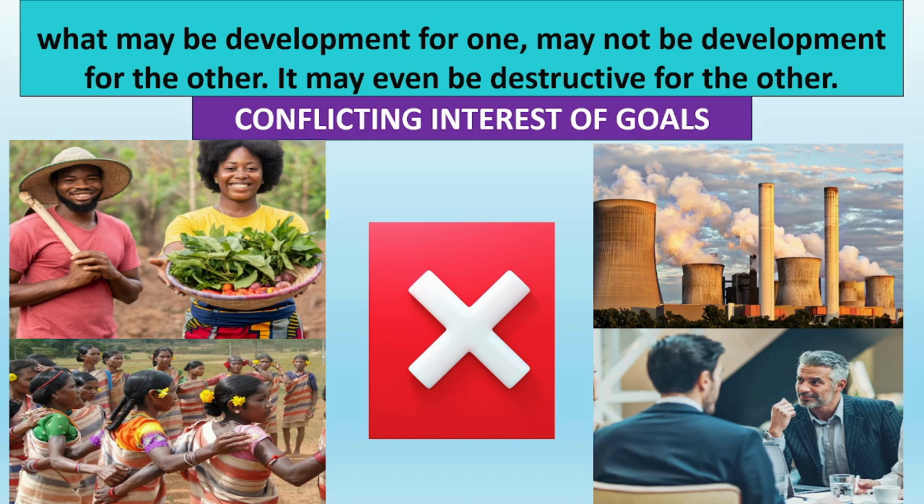But the entrepreneurs want the same land to establish industry, not for agriculture, not for environmental protection. Tribals wanted to protect the environment, but the entrepreneurs wanted to pollute the environment to get profits. So in this manner, different sets of people have different sets of goals. Their goals may be conflicting with each other.